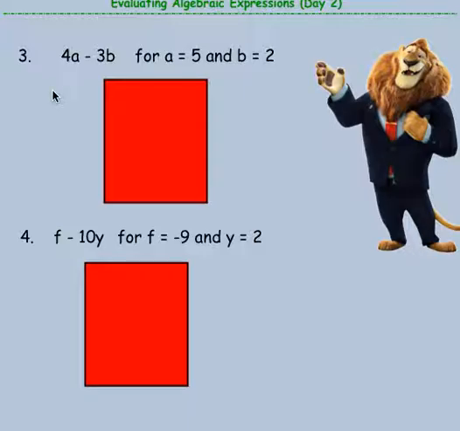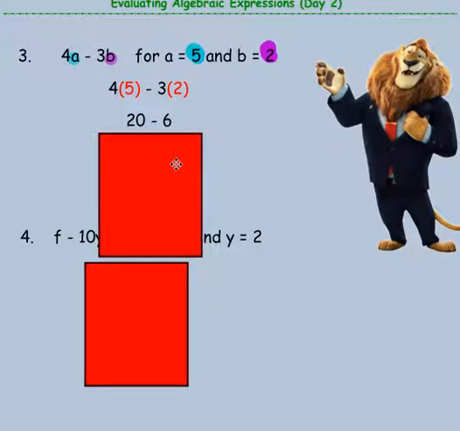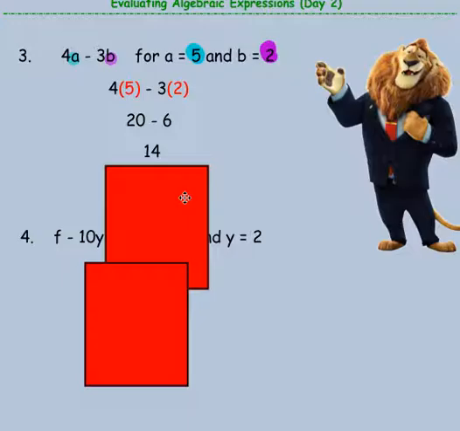Okay, 4a minus 3b for a equals 5 and b equals 2. Here we have two different variables. So we have a when it equals 5, and we have b when it equals 2. So we're going to have to plug in both of those, which means we're going to have two sets of empty parentheses. So in the parentheses, we plug in 5 for a and 2 for b. According to the order of operations, we have to do multiplication first. So 4 times 5 is 20, 3 times 2 is 6. We get 20 minus 6, which equals 14.